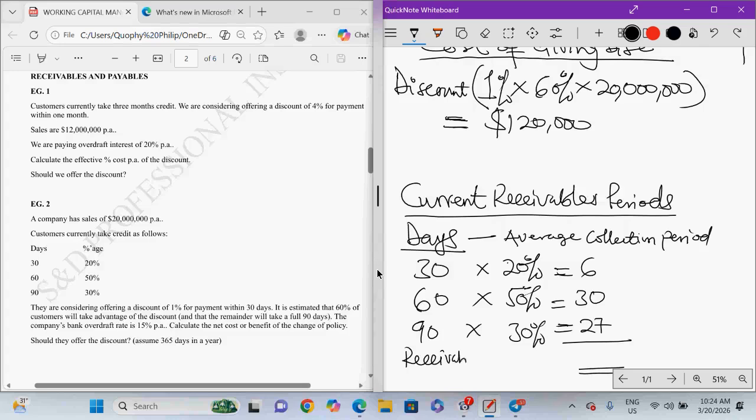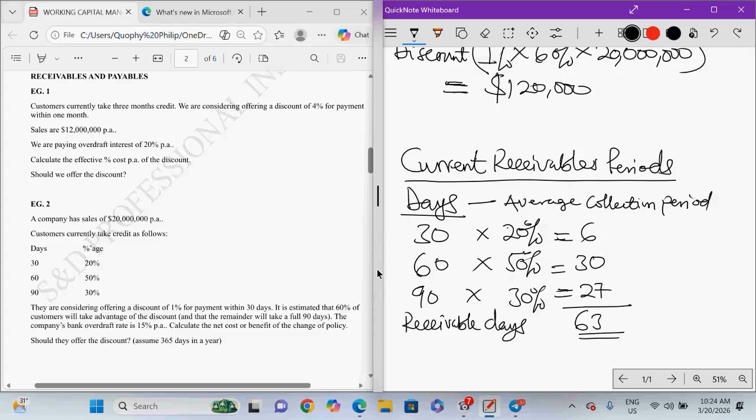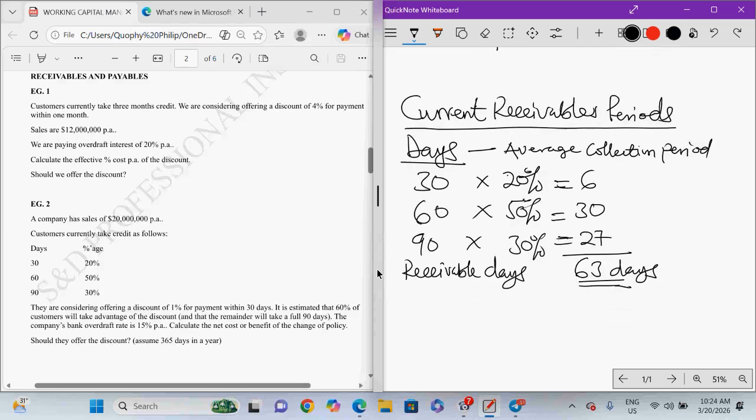The receivables days, which is what? 63. 63 days. Right? So now this is the receivable days, but we want the average receivables, right? We want the average receivables.